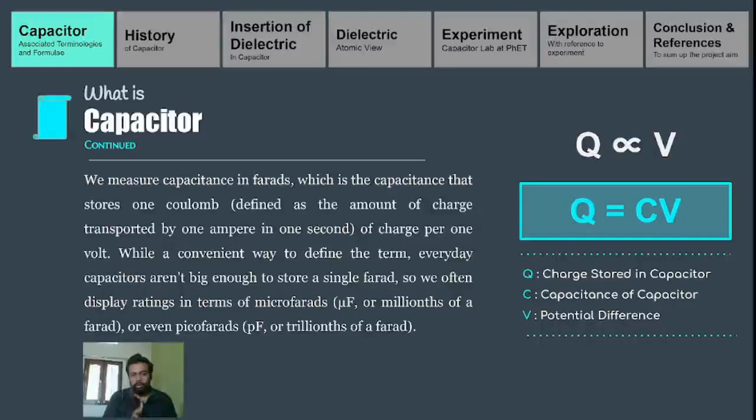So we drew a conclusion that the charge accumulated on the plate is directly proportional to the potential difference between both the plates. And when we substitute the proportionality, we get Q equal to CV. C here is the constant of proportionality, which is also the capacitance which we discussed. Capacitance is the ability to store charge. So this is the capacitance.